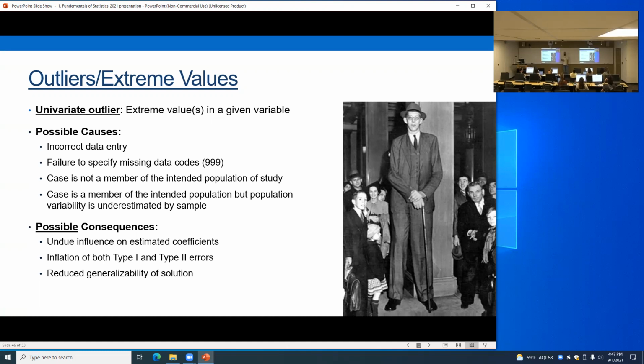And as soon as I have a small sample and I start to get weird values in cases, it can start to drag that all over the place. I get inflation of type 1 and type 2 errors, and it starts to impact the generalizability of my solution, which is what we should always be concerned with in our research. And so these things can start to play tricks on us.